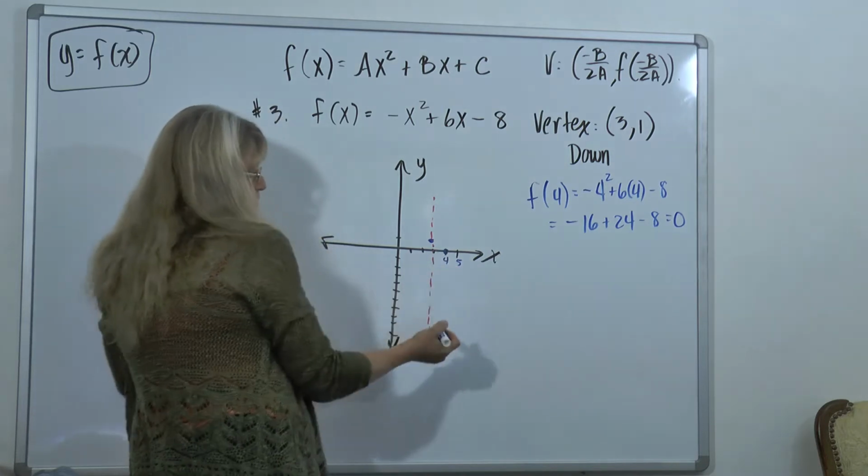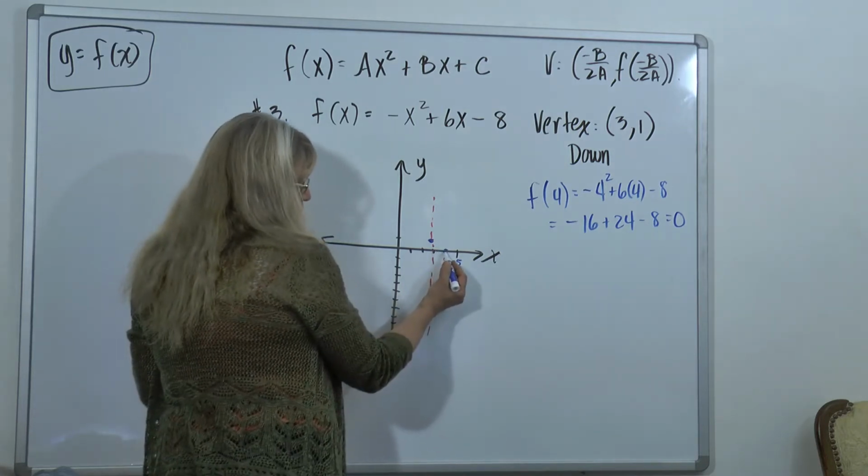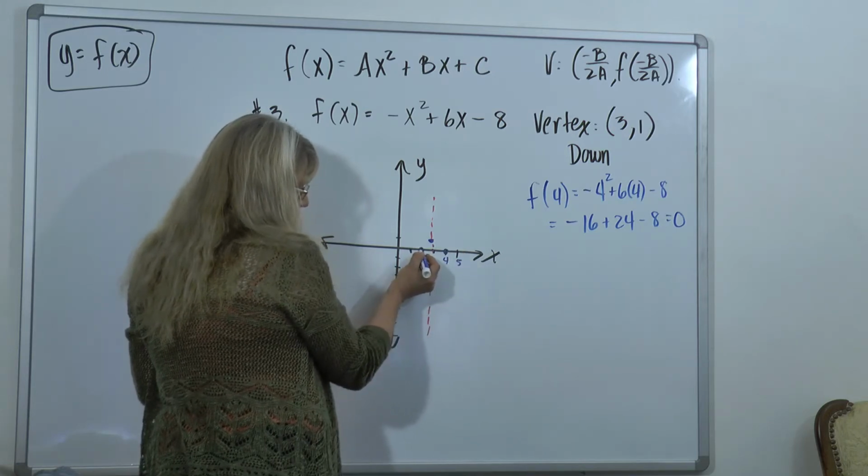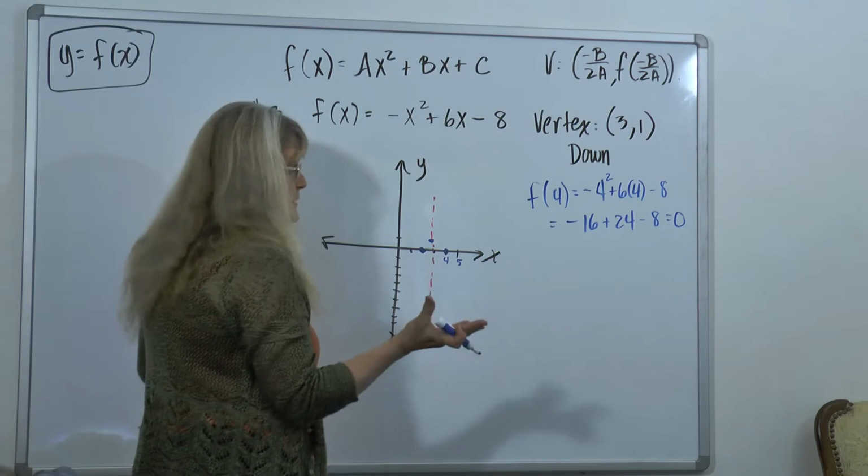So this is a good one for showing the symmetry. So when I go 1 space to the right, my graph is going to go down to 0. 1 space to the left, it will also be at 0. Otherwise, it wouldn't be symmetrical.